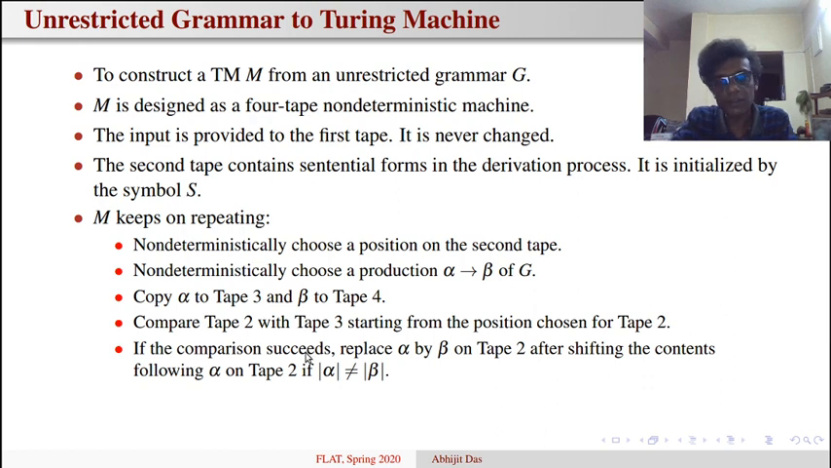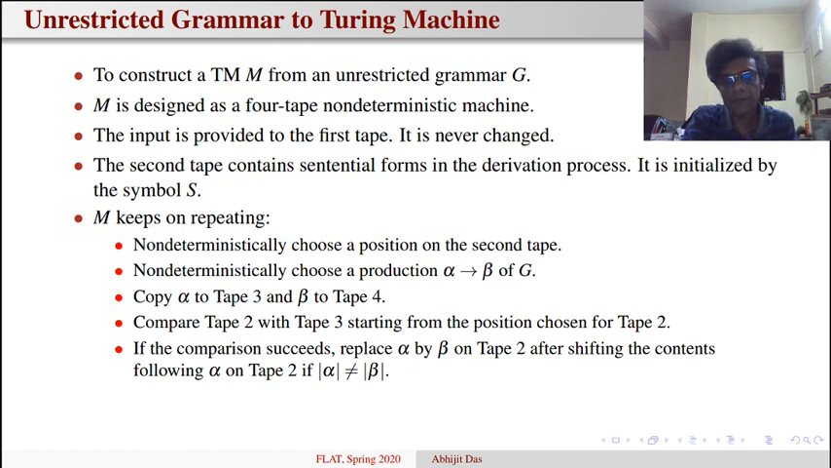if the comparison succeeds, you replace alpha by beta on step 2. So you carry out one step of the simulation of the derivation process. Definitely, if the lengths of alpha and beta are different, then you may have to relocate whatever follows alpha on step 2. If beta is larger, then you have to move things to the right. If beta is shorter than alpha, then you have to move the remaining portion to the left. Good.